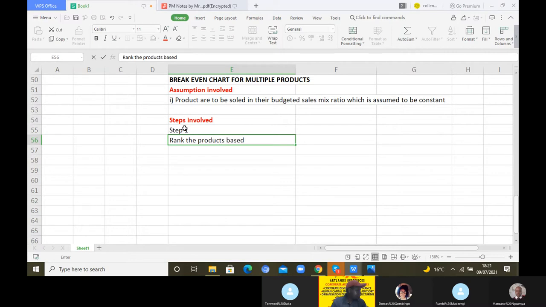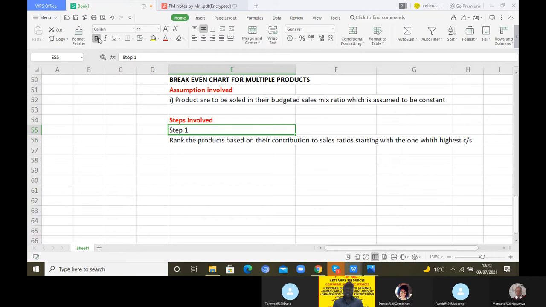Rank the products based on their contribution to sales ratios, starting with the one with the highest C/S. So what is required when you are plotting a multi-product break-even chart? What is required is first to calculate the contribution to sales ratio for each product for you to rank. So you calculate the contribution to sales ratio and rank. That's what it means. That's step one.